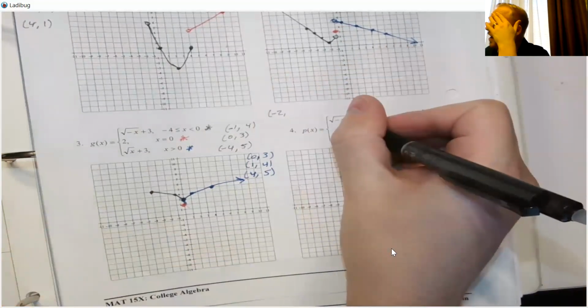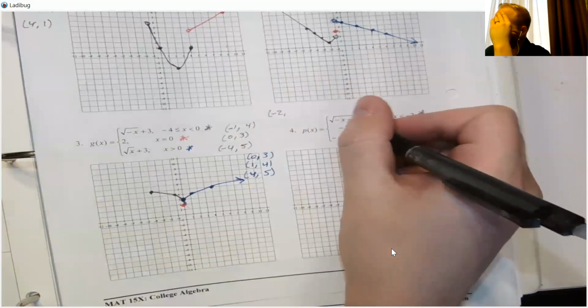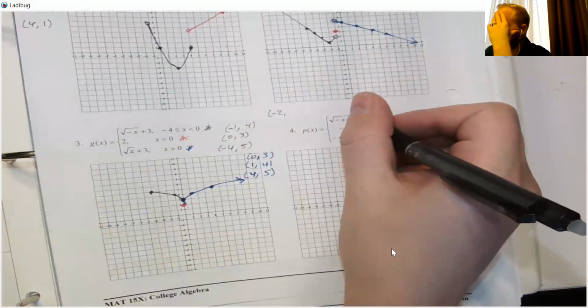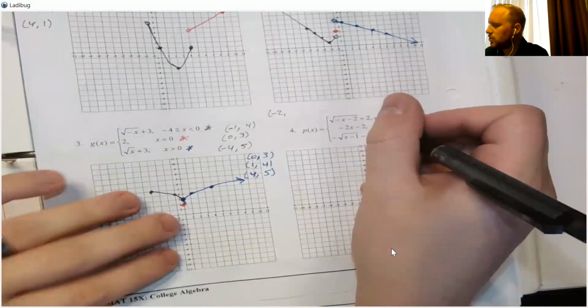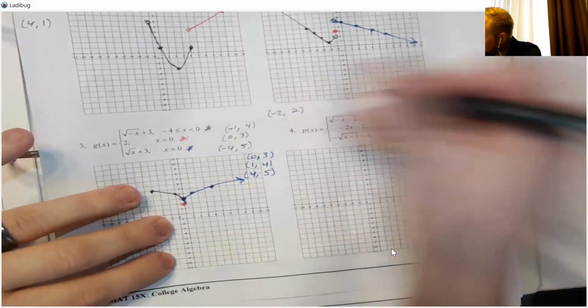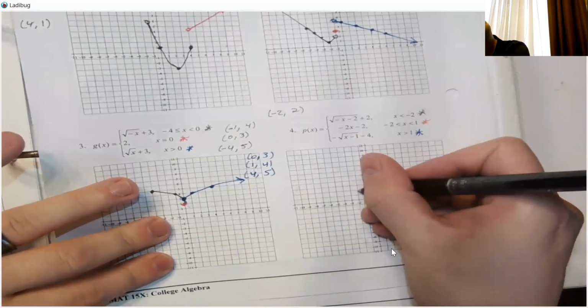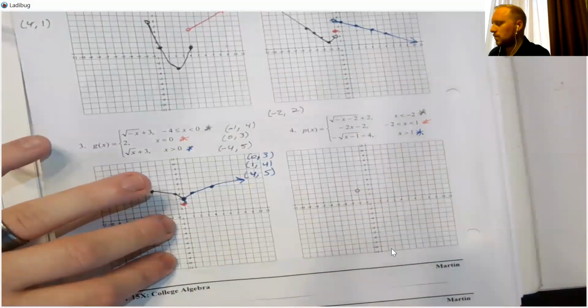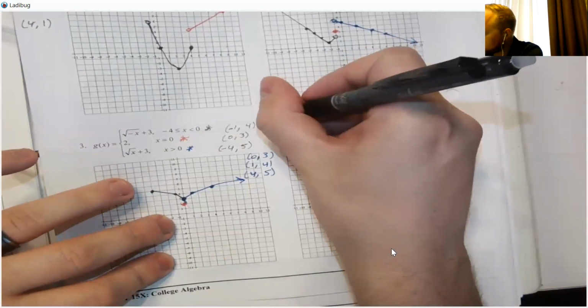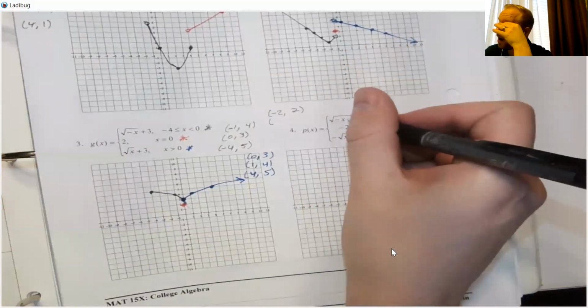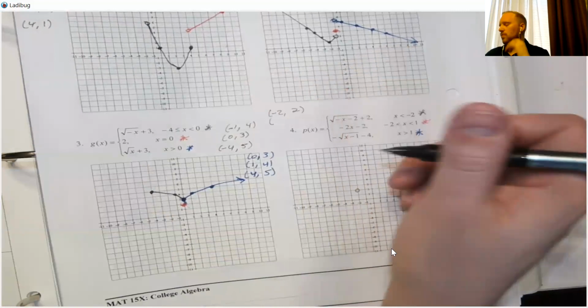So -2 and a negative is +2. 2 minus 2 is 0. Square root of 0 is 0. 0 plus 2 is 2. So I'm going to plot 0, -2, comma 2. And I'm going to put an open dot there. Okay. Now I'm going to pick another value that's going to give me a perfect square inside that square root.